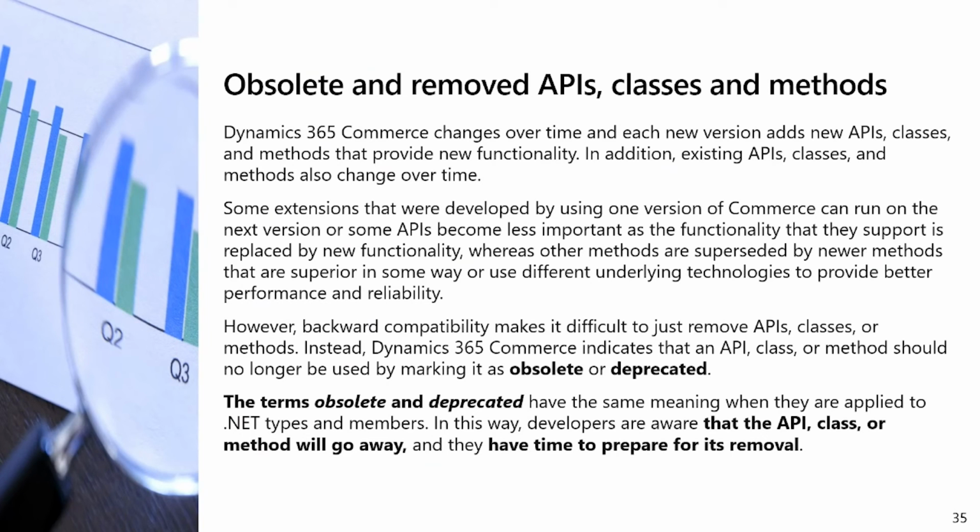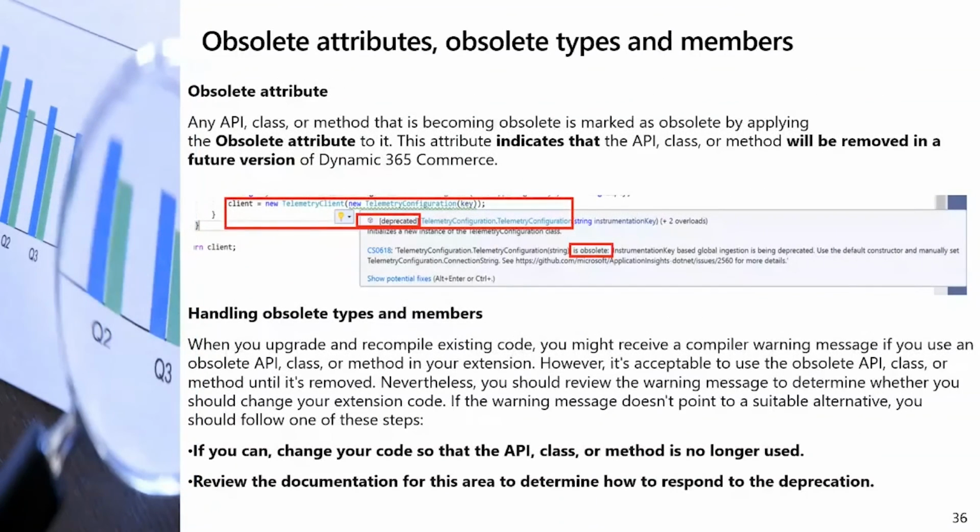Since the Commerce SDK is heavily dependent on the .NET platform, we use the obsolete attribute to inform developers when patterns, classes, methods, or properties have been deprecated. Here's an example of an initialization pattern that has been deprecated. The code compiles and behaves as expected, but there is a better way to implement this pattern.